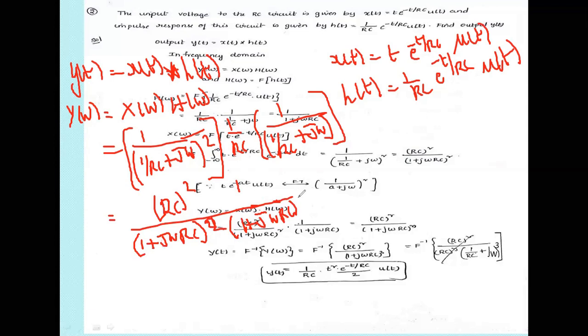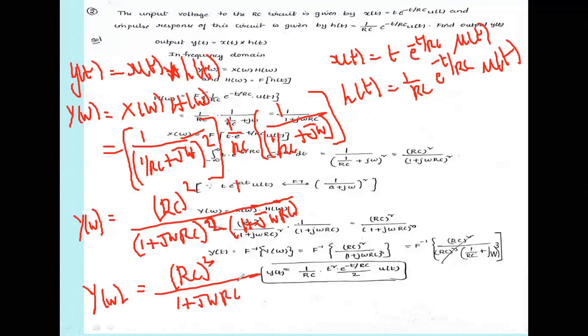Here the square term is there, it is one total function. Y of omega is equal to RC square by (1 plus j omega) square into 1. Totally, Y of omega is RC square whole divided by (1 plus j omega RC) whole power cube. Okay, now we need the output.